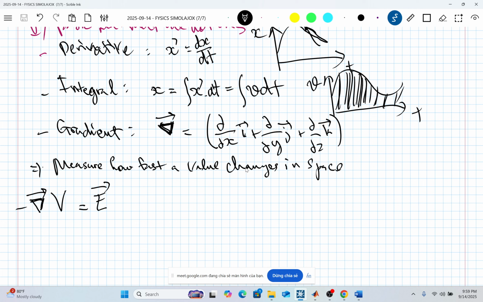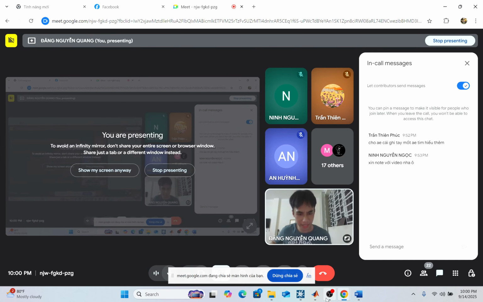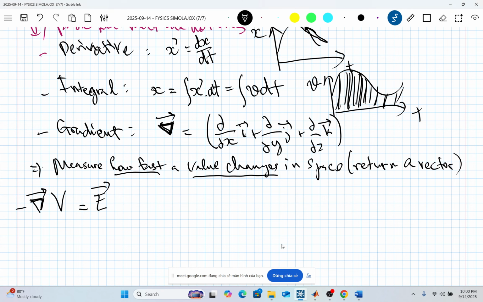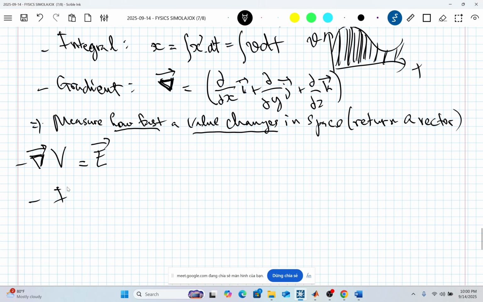You will have a vector pointing in the y direction, telling you how fast or how slow your value is changing along the y-axis. And then d over dz is the same. It's basically the same. And how fast the value changes, it will return a vector. Okay. It is basically a set of derivatives.